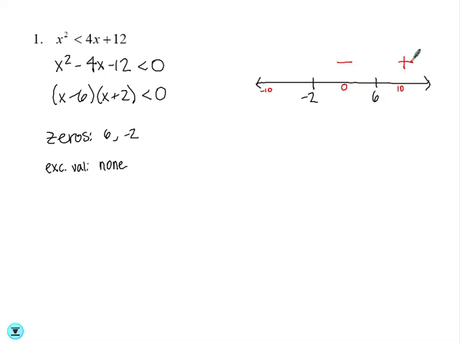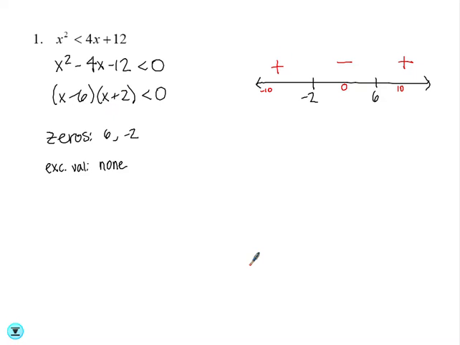Then I'm going to do the same thing with negative 10. If I plug in negative 10 here, negative 10 minus 6 is going to give me a negative answer. Negative 10 plus 2 is a negative answer. Negative times a negative is a positive. If you don't like that shortcut, then by all means, go ahead and plug those numbers into the quadratic x squared minus 4x minus 12, or into the factored version, x minus 6 times x plus 2, and get an actual number.